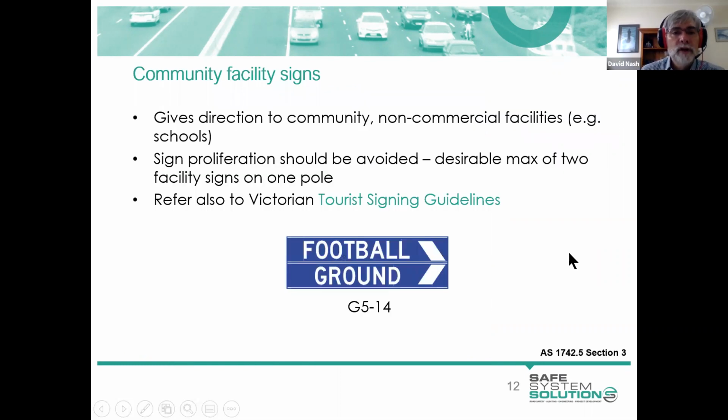Okay, community facility signs. These give directions to community and non-commercial facilities such as schools and churches and football grounds. There's a lot of pressure to put more of these up, but we should avoid sign proliferation, desirably a maximum of 2 facilities signed on the one pole. And there's further guidance in the Victorian Tourist Signing Guidelines, and also I think in the Victorian Supplement.